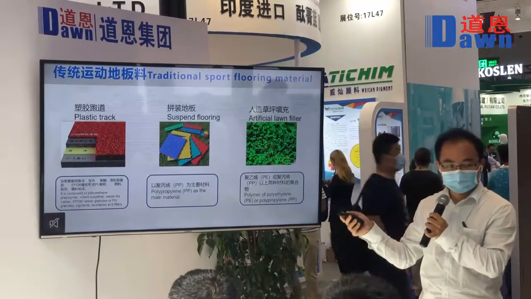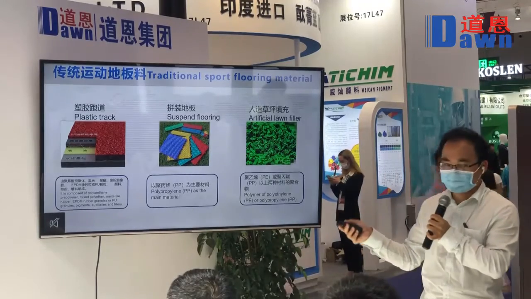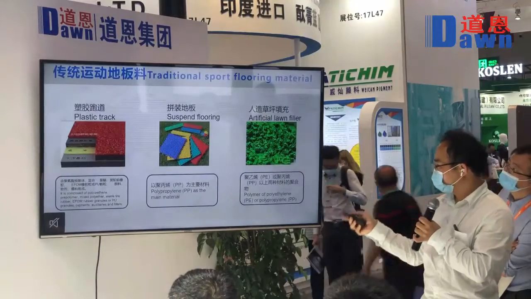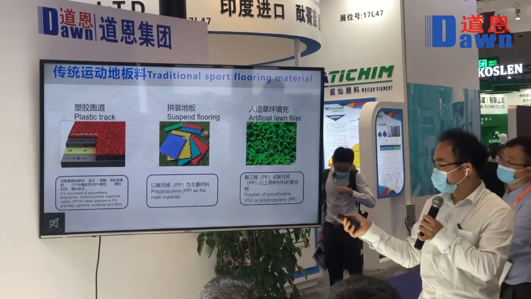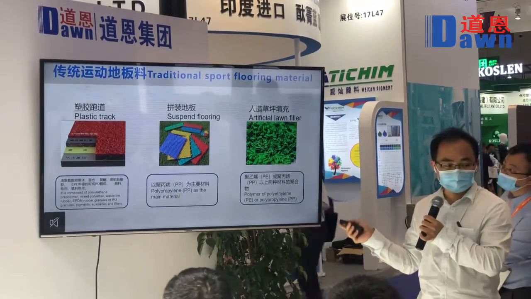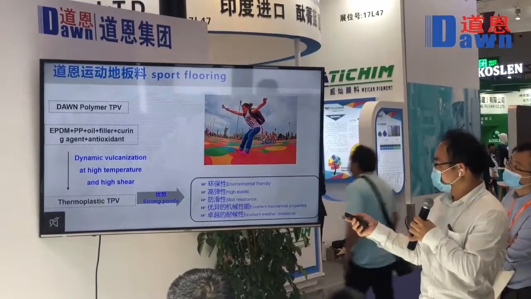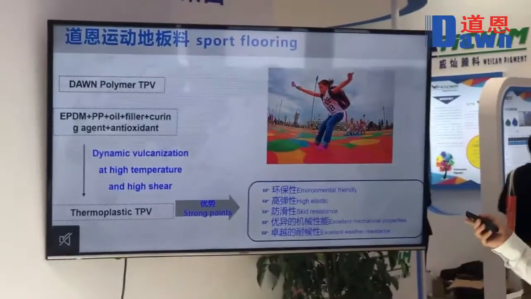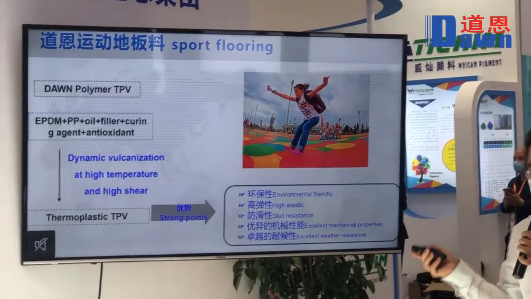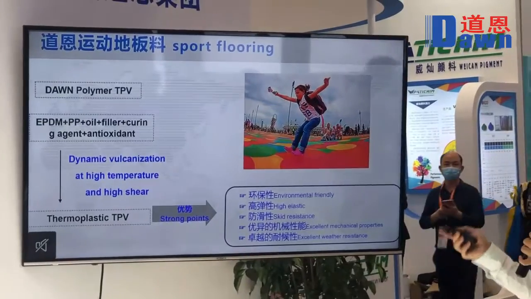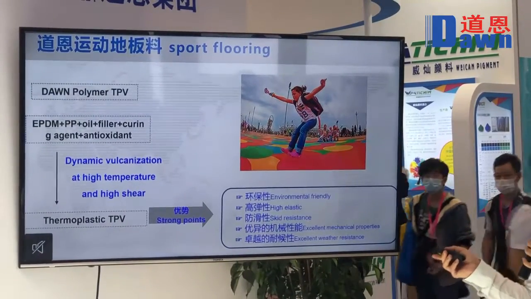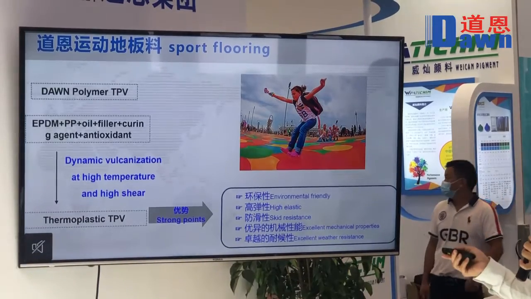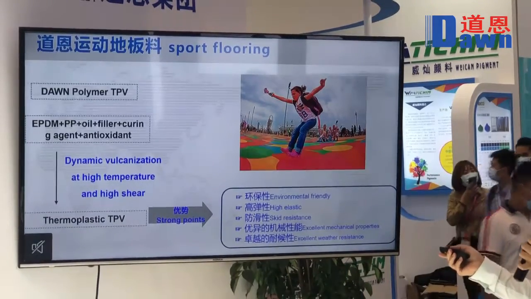The sport flooring is made from the plastic, but right now it's used by the new product. This is the TPE. Compared to the traditional materials, we have more advantages. First is environmentally friendly. The second is high elastic. The third is anti-skid and good mechanical property, and also very excellent weather aging resistance.